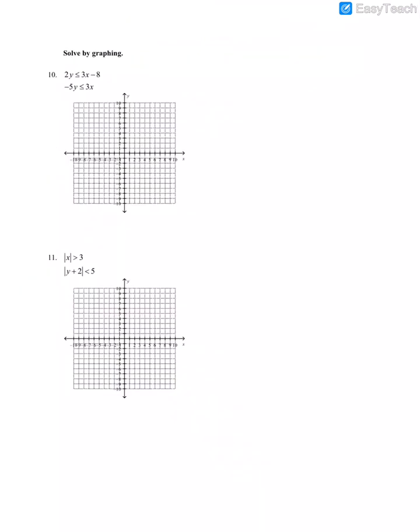All right, next page. Solve by graphing, so we're going to graph and shade with these guys. So that equation right there, I'm going to get into y equals, so y is less than when I divide by 2, 2/3 x minus 4. So I'm going to start at negative 4, and my slope is 2/3, up 3, right 2. This guy's a solid line because he has the equal to with him, and he's less than, so I want to shade below.